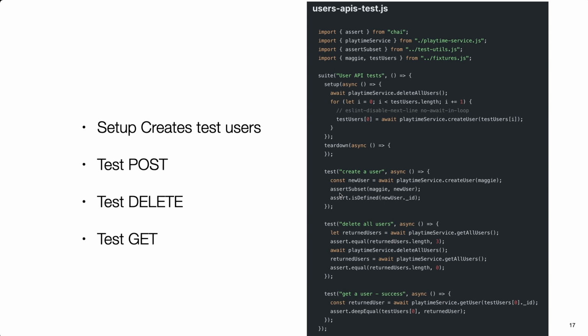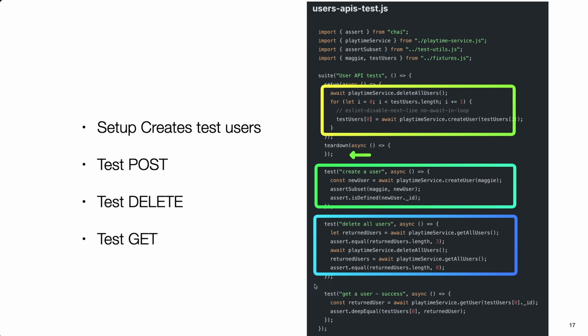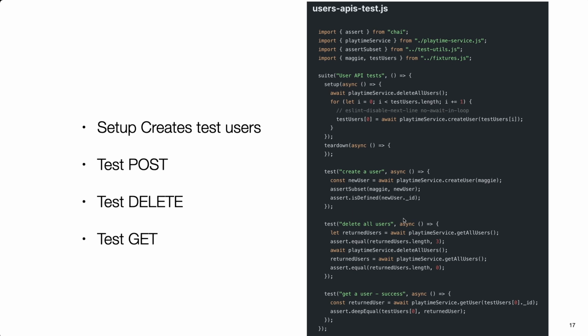So we're testing post, testing delete, testing get. And you'll see the general structure of these tests is not a dramatic departure from the ones we've already built. We're creating a set of test users in our setup. Not doing anything in our teardown for the moment. Then we're testing basic creating user, testing delete all users, and testing getting one user by ID. And these tests get us up and running with the basics of the application.